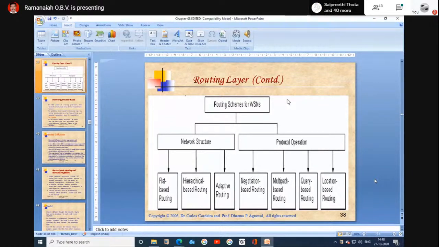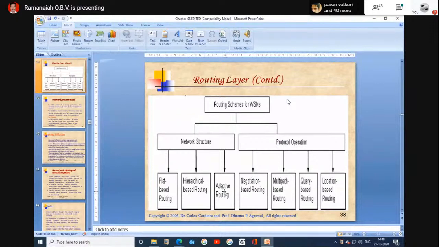So network structure: the flat base, where all nodes are equal and play the same role. So that is flat base routing. All nodes have the same role, that is sensing, processing and forwarding. Whereas hierarchical, it is not so. There is some hierarchy, there is some clustering. Right? Then next is adaptive.